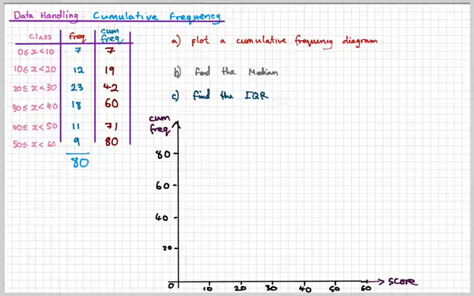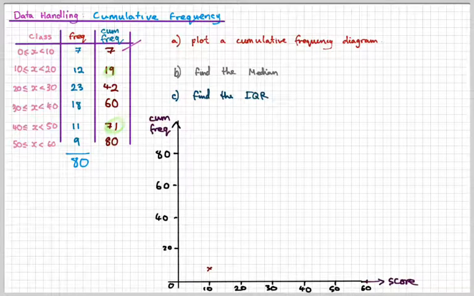Okay? Right. What do these scores tell us then? Well, this particular score of 19 here says that 19 people scored less than 20. This number 71 here says 71 people scored less than 50. Okay, that will be an important idea when we start plotting it.